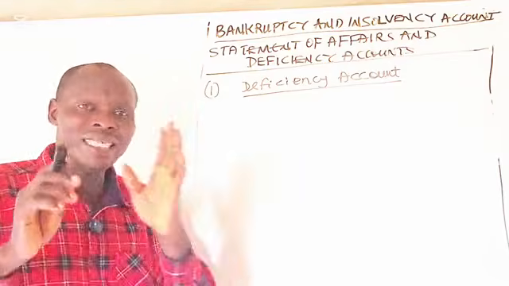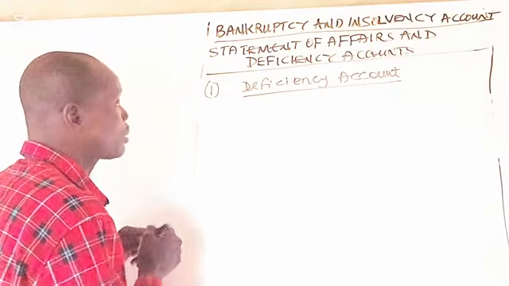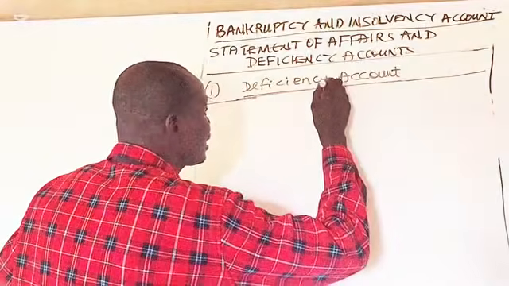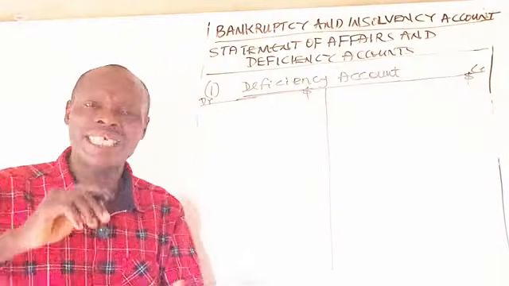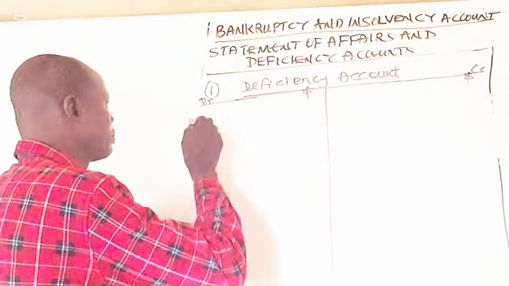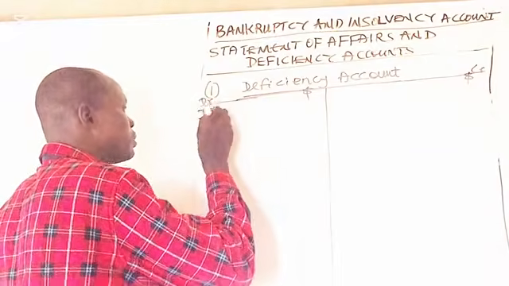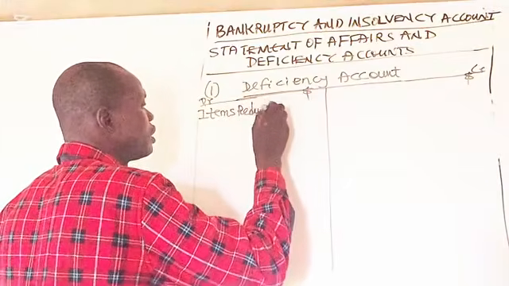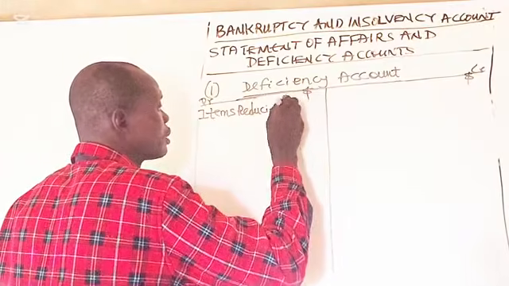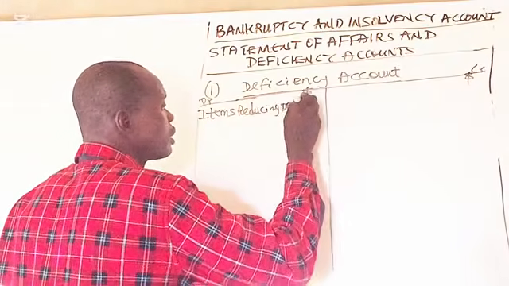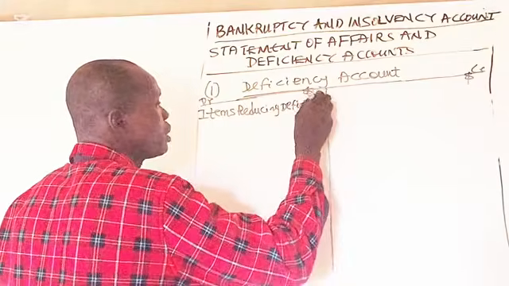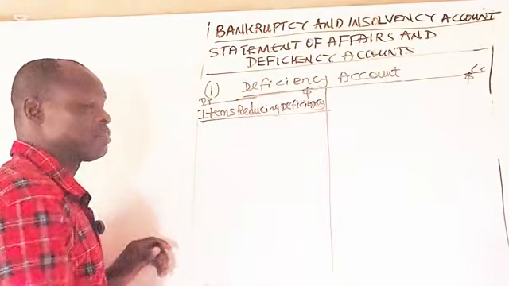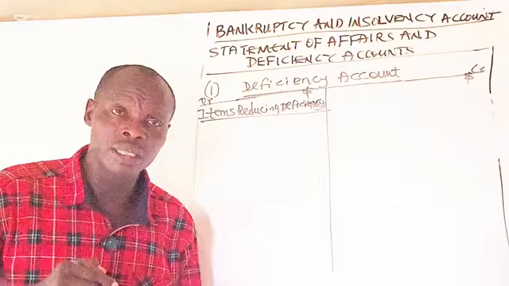So this account has two sides. We have the left-hand side and the right-hand side. The left-hand side, we have items reducing deficiency. So those are the items we normally have in the left-hand side.